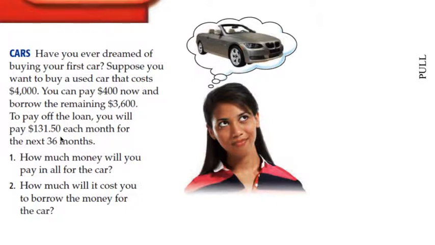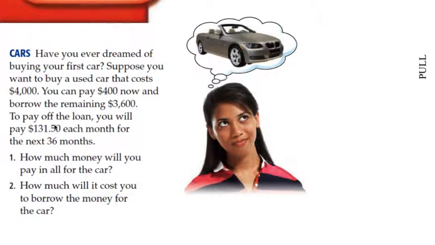And to pay off the loan, your monthly payment will be $131.50, and you're going to have to do that for 36 months, which is 3 years. So two questions. How much money will you pay in all for the car, and how much will it cost you to borrow the money for the car? So there's a couple of things you need to figure out.